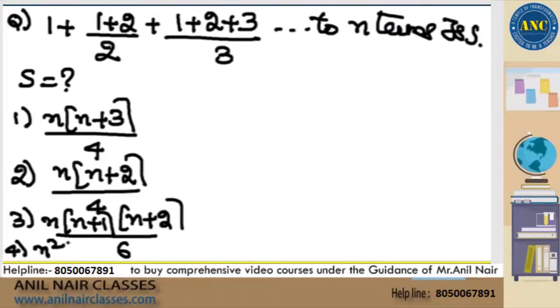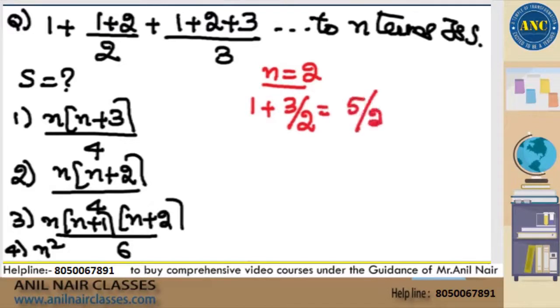1 plus 1 plus 2 by 2, 1 plus 2 plus 3 by 3, and so on up to n terms is S. Find S. If I put n value equivalent to 2, the sum of the first two terms is 1 plus 2 by 2, which is 3 by 2. This is nothing but 5 by 2.